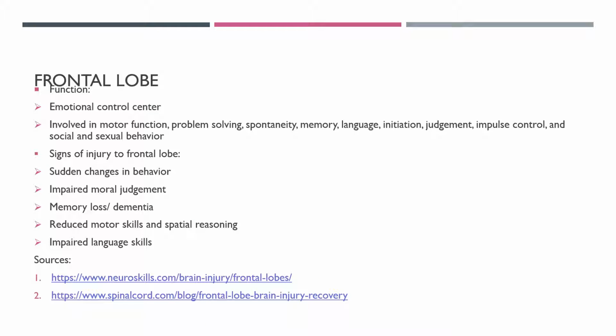The next part of the brain is the frontal lobe, and its function is that it is the emotional control center. It's involved in motor function, problem solving, spontaneity, memory, language, initiation, judgment, impulse control, and social and sexual behavior. Some signs of injury to the frontal lobe include sudden changes in behavior, impaired moral judgment, memory loss or dementia, reduced motor skills and spatial reasoning, and impaired language skills.